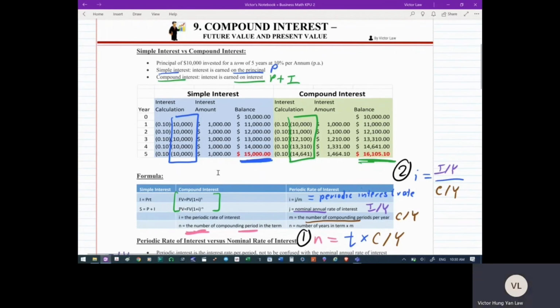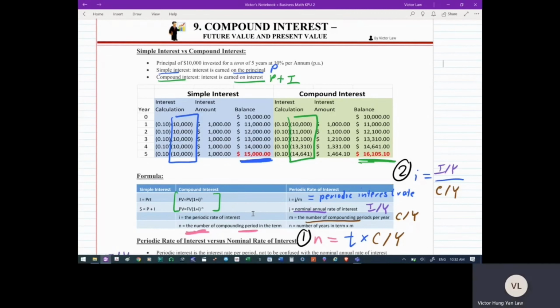And in terms of the formula for compound interest, we have future value equals present value times 1 plus I to the power of n. That's the future value formula. And then present value is the opposite. The present value formula equals future value times 1 plus I to the power of negative n. So that's the algebraic equation for the future value and present value formula.